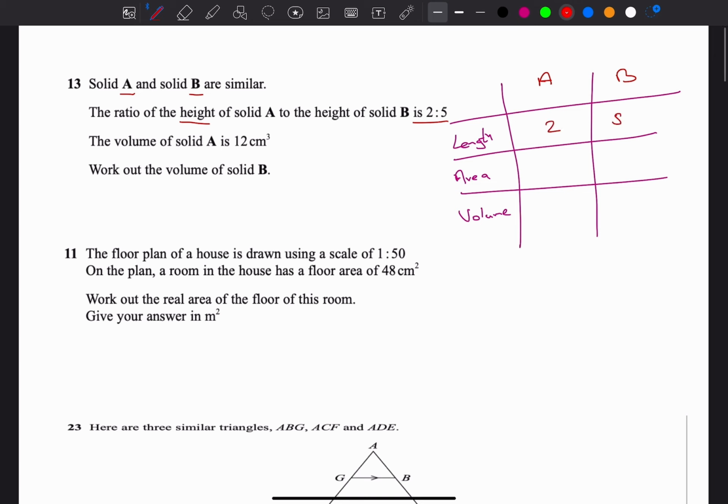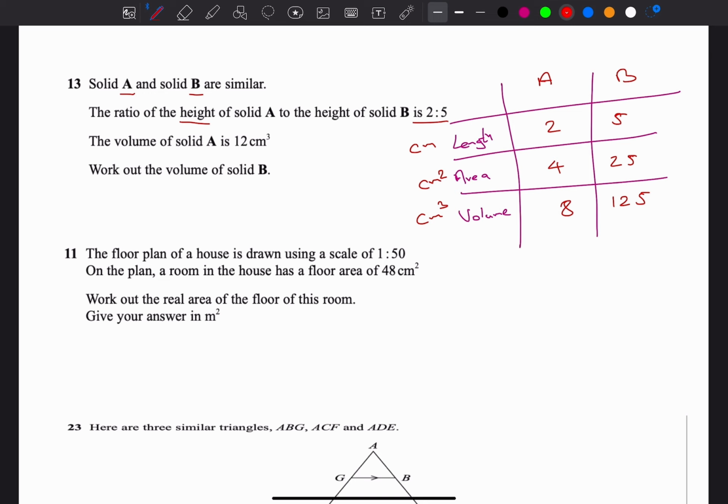2 and 5. So I can square it to get length squared. To remember, length is centimeter, area is centimeter squared, and this is centimeter cubed. So you square it, which makes it 4 and 25. 2 cubed is 8, 5 cubed is 125. Always do it from the length, and if you're going to work it back, always go back to the length.